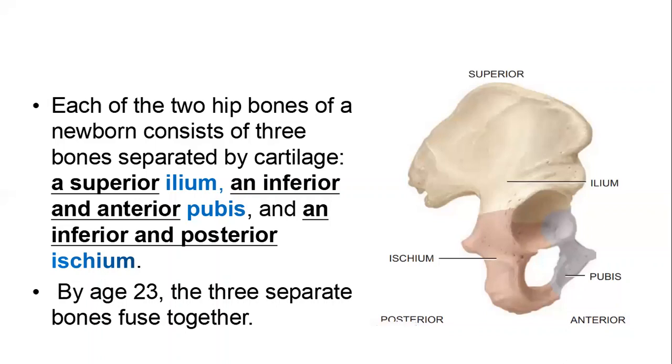So by the age of 23, the 3 separate bones fuse together. That's what we were talking about during our first discussion on the ossification of bones, and we were also able to understand that by the age of 23, nearly all bones of the body have ossified. The same applies to the bone of the hip.